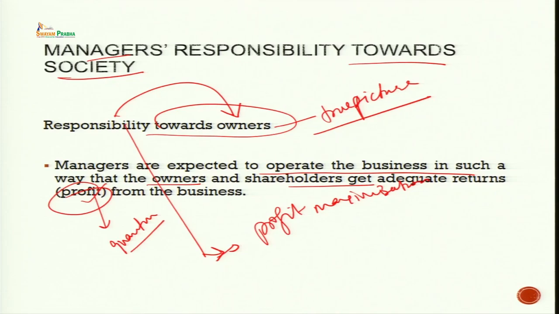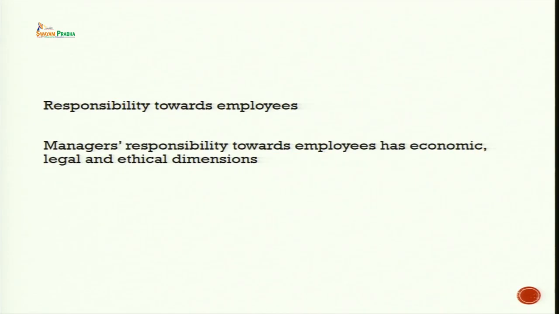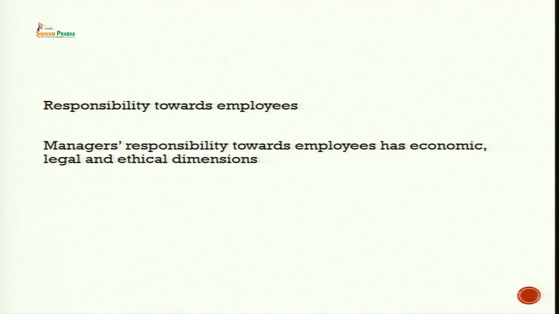After responsibility towards the owner, the responsibility of the manager is towards the employees. When we talk about the responsibility of the manager towards the employee, the first connotation is the economic responsibility. Economic responsibility means that the manager has to sufficiently provide the right kind of wages and compensation to the employees, and along with that, fair, just, equitable and ethical behavior is to be conducted with the employee. Further, what does the responsibility of the manager towards the employee connote?